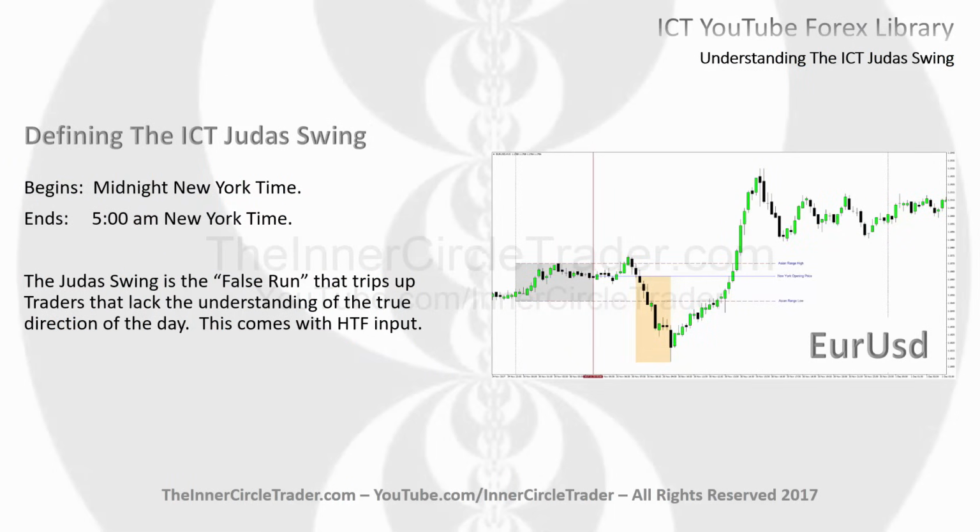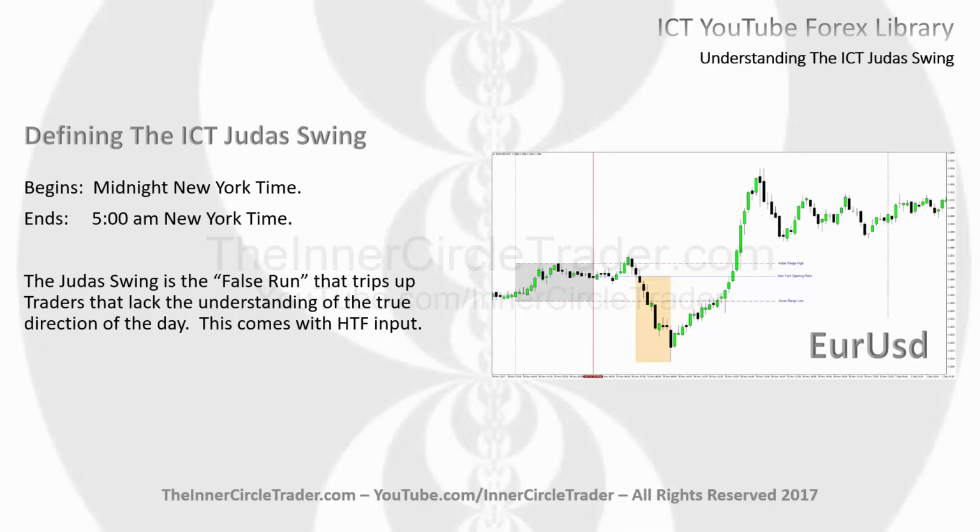Okay, so let's define the ICT Judas swing. First and foremost, you start hunting the Judas swing at midnight New York time. Okay, so this is the New York opening price, and it ends at 5 a.m. New York time. And that's basically the entire 5-hour window that would be utilized for anticipating this price move.